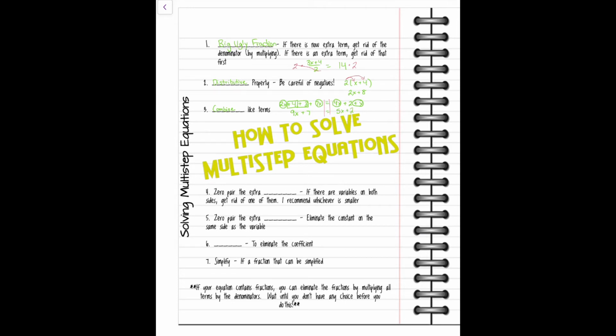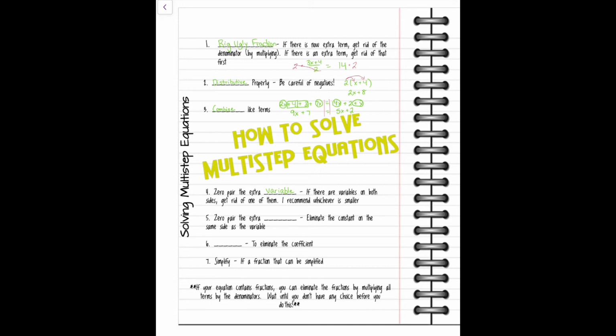Once we combine our like terms, we want to zero pair the extra variable. So my recommendation is that if there are variables on both sides, you want to get rid of one of them. And it's easier in the end if you get rid of the smaller one. By doing this, you make your variable positive, hopefully, and that makes it easier later on when you're eliminating the coefficient.